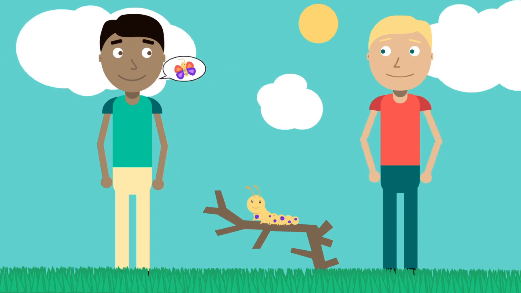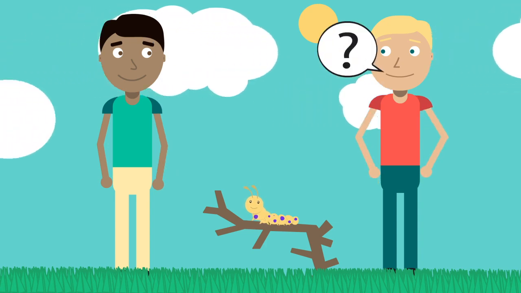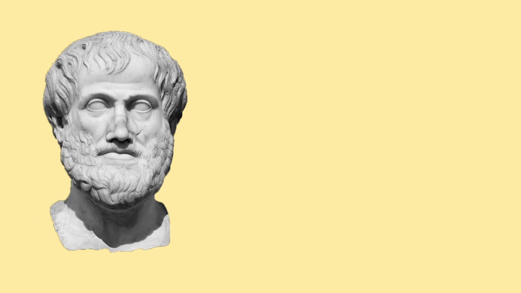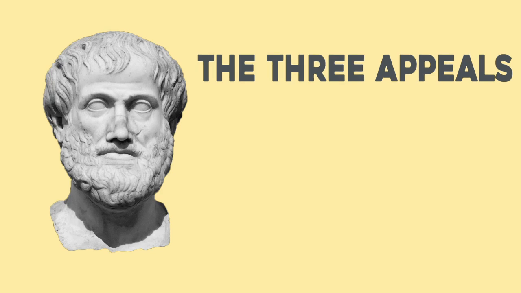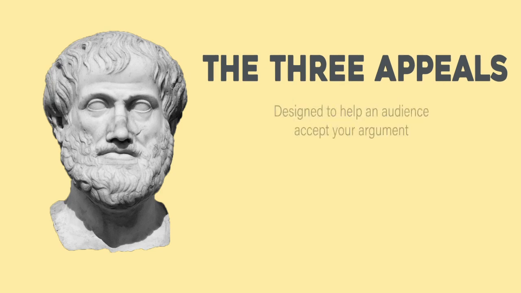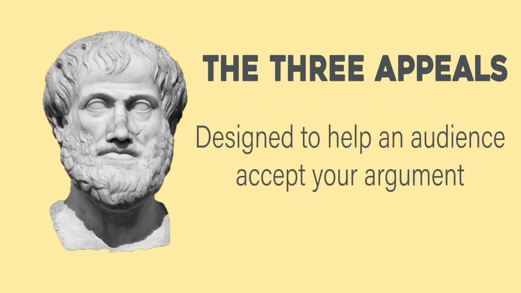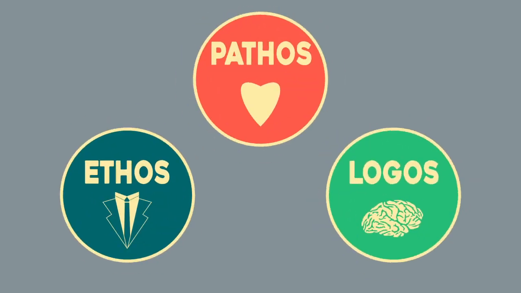How do you persuade someone to see things your way? The Greek philosopher Aristotle had some good ideas on how to persuade people. Among his most powerful techniques were what he called the 3 appeals, designed to ask an audience to believe his argument. Aristotle called these 3 appeals ethos, pathos, and logos.